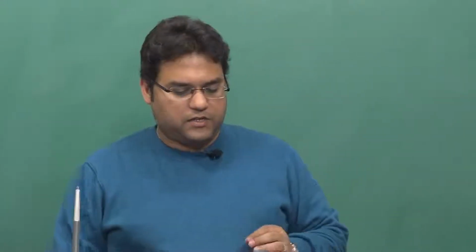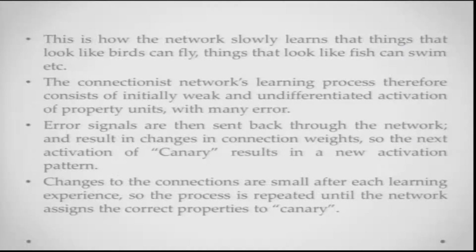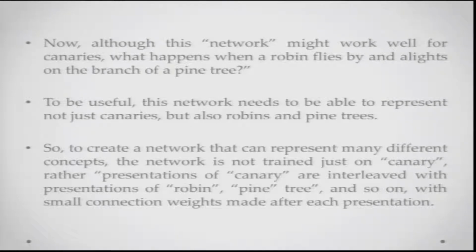Now, one of the properties of the connectionist network is that changes to these connections are small, not very big. It does not happen that after one trial, the second trial will automatically have almost correct output. So, the changes to these connection weights are small after each learning experience, so that the process is repeated again and again until the network assigns the correct properties to canary. Although the network might work well for canaries, it might not work well for other related concepts. Suppose after 5,000 or 10,000 trials, the network can correctly identify canary and its properties.